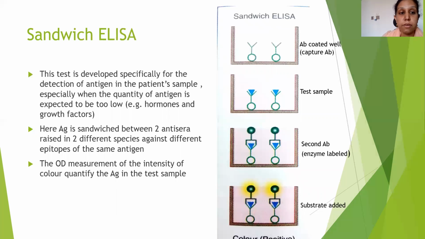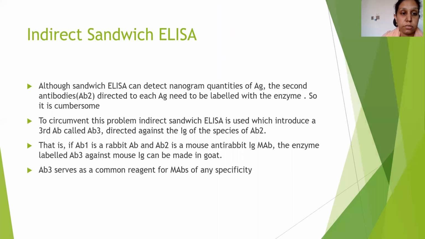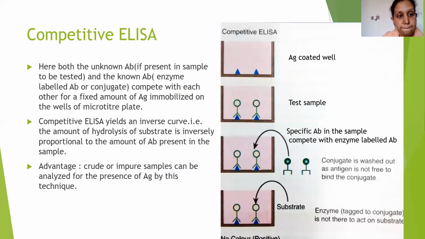It is called sandwich because the antigen is sandwiched between two antisera, raised in two different species against different epitopes of the same antigen. There is also an indirect sandwich, which you don't need to understand. We will come to the competitive ELISA.